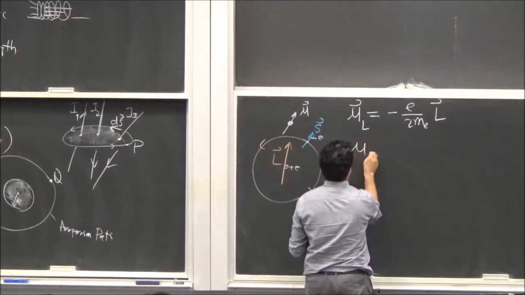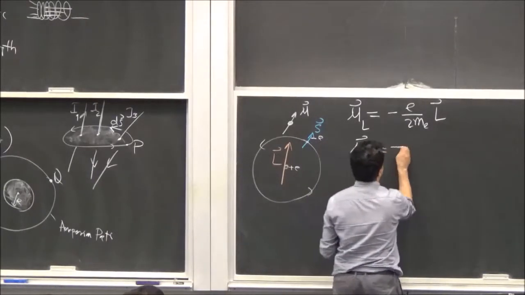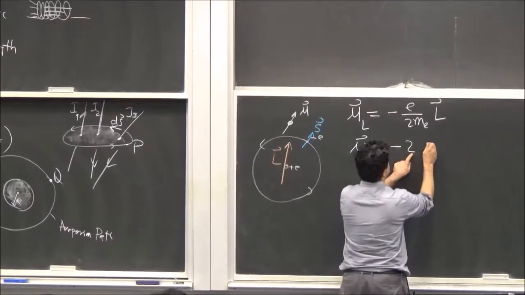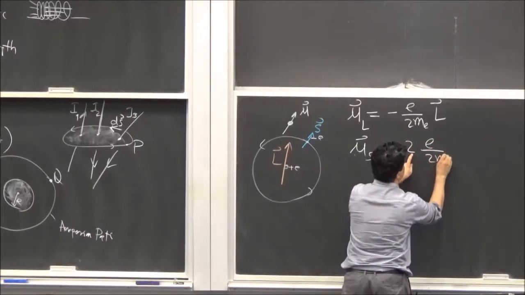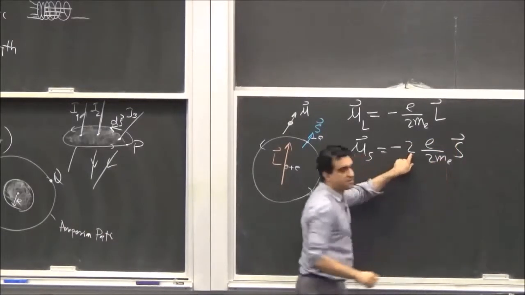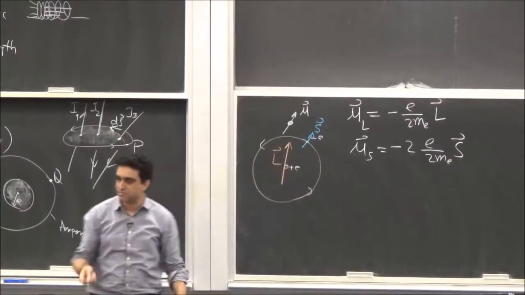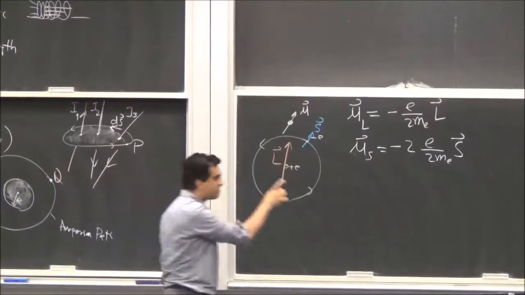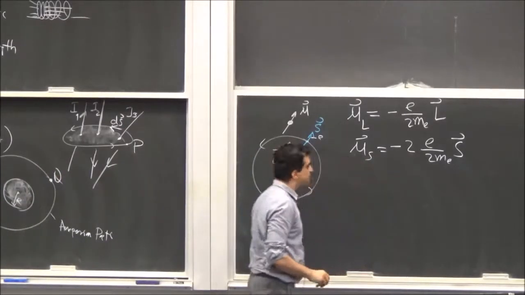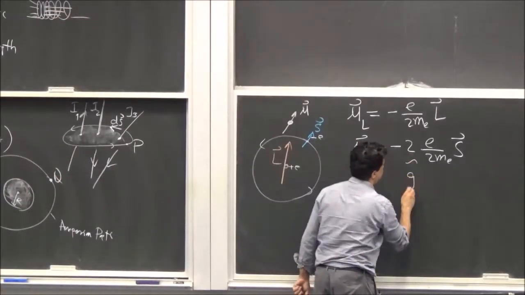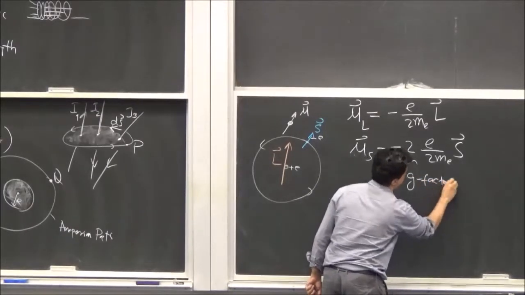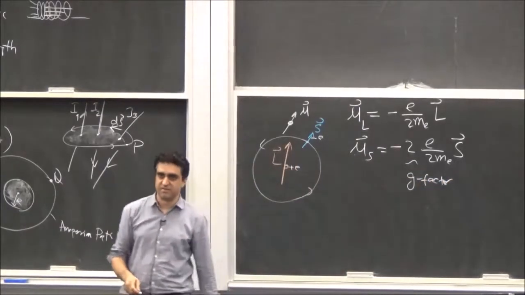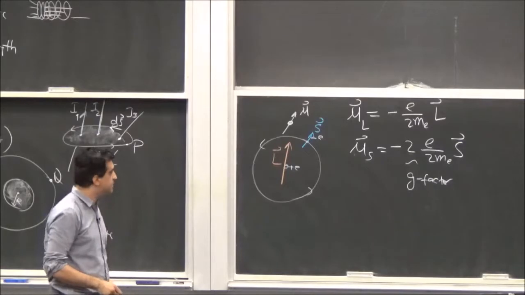So you have mu S equals minus, there's a factor of 2 extra here, g times e by 2m times S. This factor of 2 comes from relativistic quantum mechanics. You don't need to know it yet, just take it as it is. This is also called the g factor. So if you have heard the name, this is the g factor of the electron.